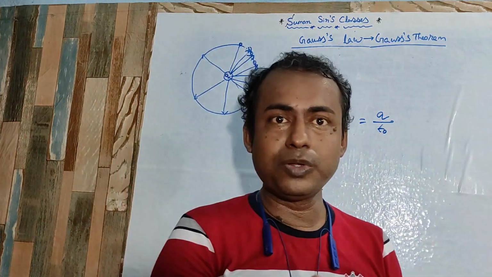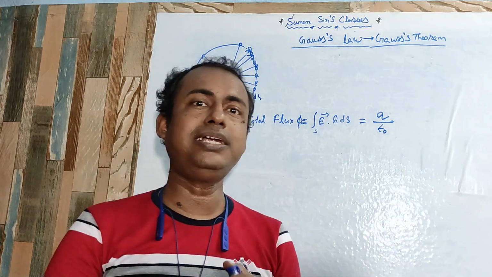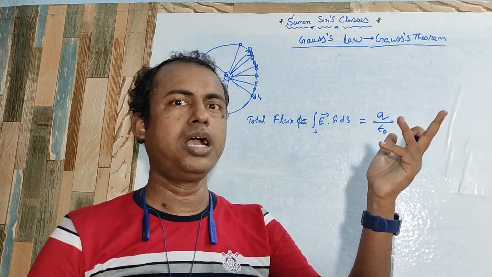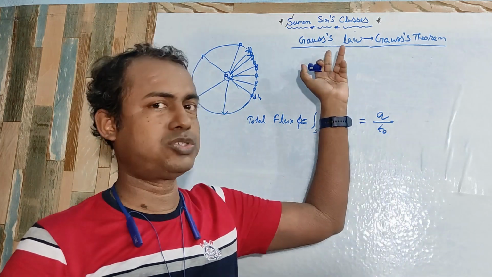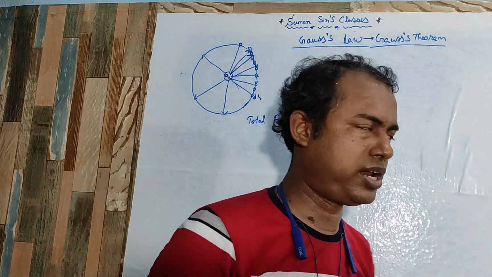Next we move to the representation of Coulomb's law from the Gauss theorem or Gauss law. Let's see what happens.